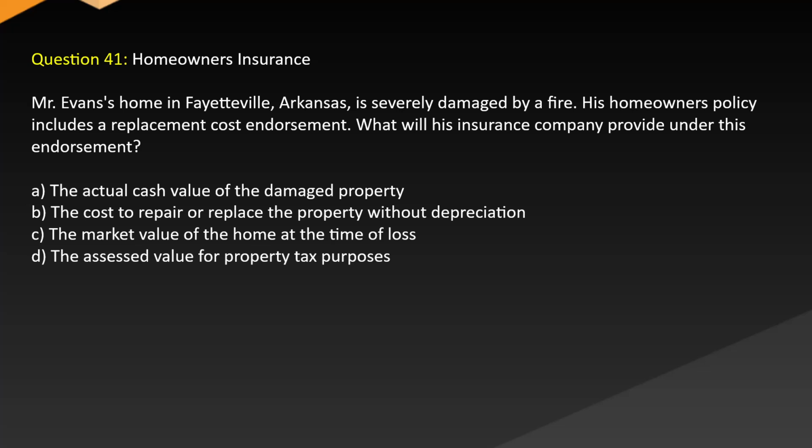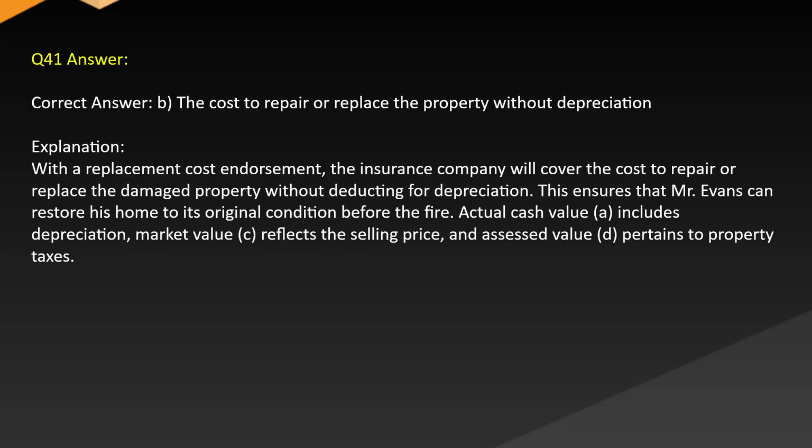Homeowners insurance. Mr. Evans' home in Fayetteville, Arkansas, is severely damaged by a fire. His homeowner's policy includes a replacement cost endorsement. What will his insurance company provide under this endorsement? A. The actual cash value of the damaged property. B. The cost to repair or replace the property without depreciation. C. The market value of the home at the time of loss. D. The assessed value for property tax purposes. Correct answer: B. The cost to repair or replace the property without depreciation.